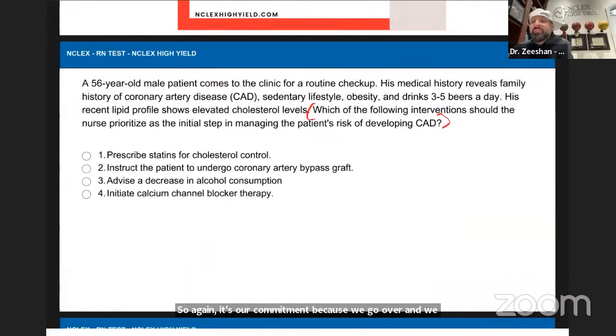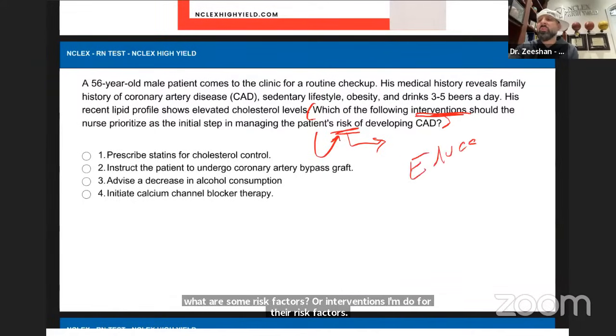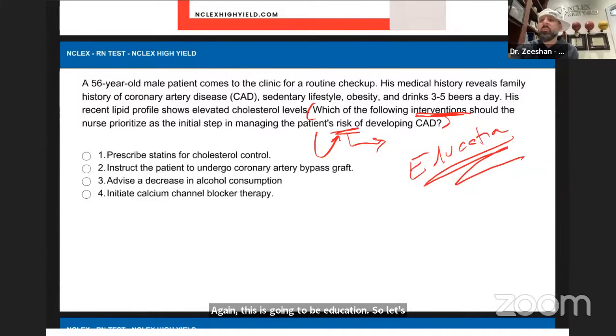So we start with the method. It doesn't change. Which of the following interventions should the nurse prioritize in the initial step in managing the patient's risk for developing CAD? So what are some risk factors or interventions? Again, this is going to be education. So let's find something that we would educate them on regarding CAD. A 56-year-old male patient comes to the clinic for a routine checkup. His medical history reveals family history of coronary artery disease, sedentary lifestyle, obesity, and drinks 3 to 5 beers a day. Lipid profile shows elevated cholesterol.